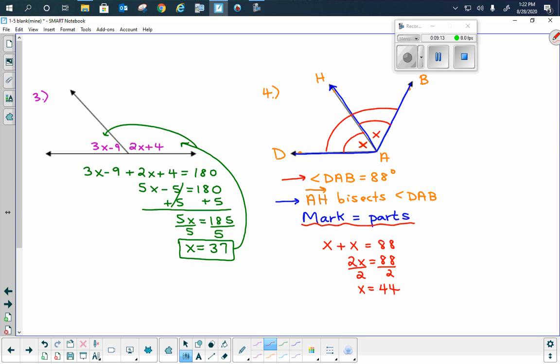Same question as before: is x 44 or 44 degrees? Well, I hope if you're looking at the picture, you would agree that x is making up the entire angle. You're not just having to plug it in, and therefore x would equal 44 degrees. Again, because each of those would be 44 degrees. They are angles themselves. That's what's happening there.